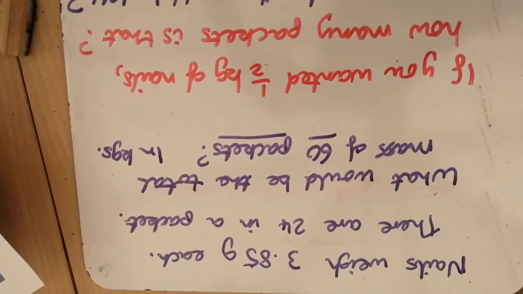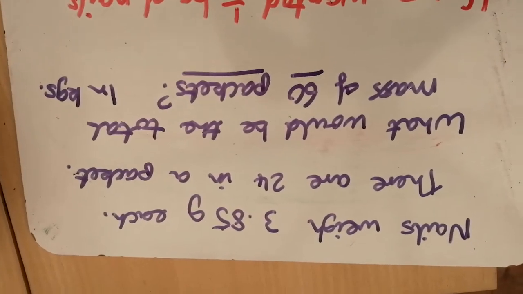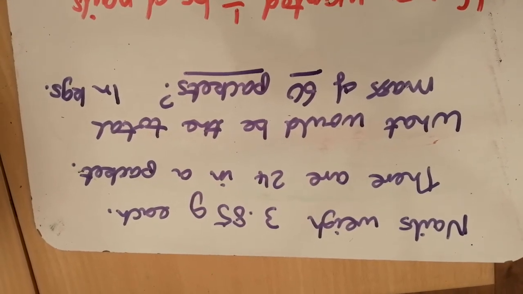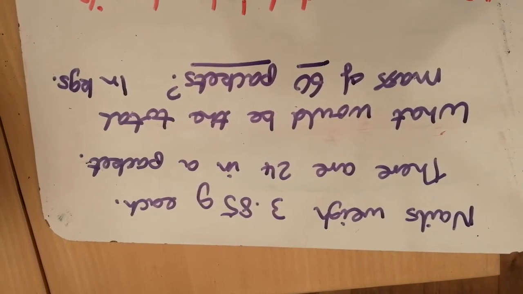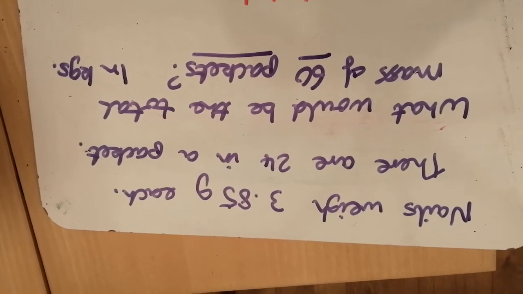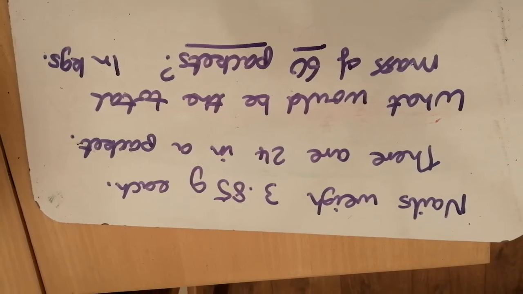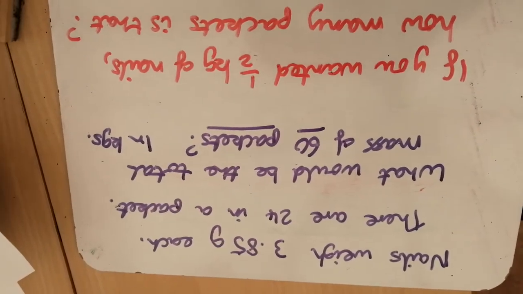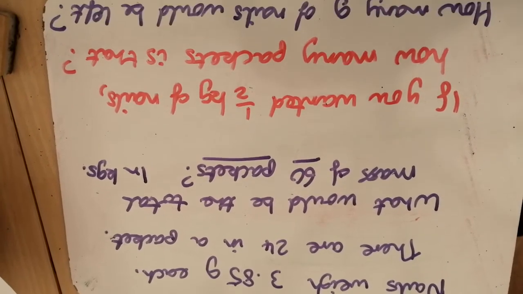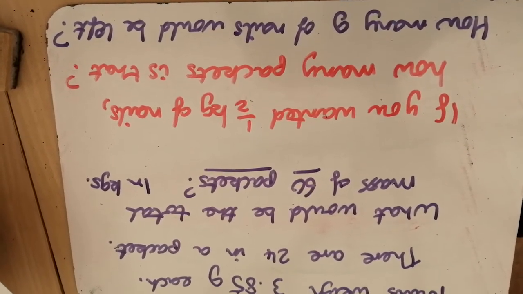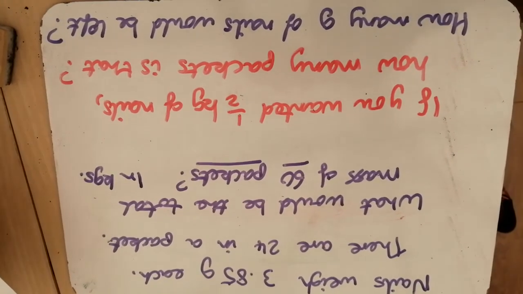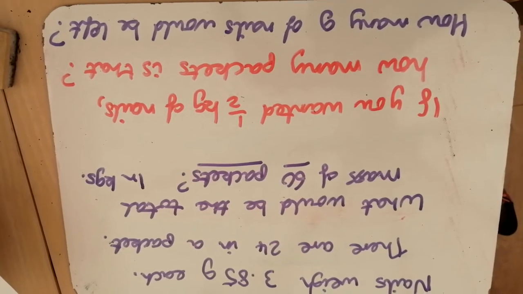Okay, last problem for this video. It's about nails. Nails weigh 3.85 grams each, and there are 24 in a packet. What would be the total mass of 60 packets? And you need to give that in kilograms. That's the first part of the problem. Once you've worked that out, if you wanted half a kilogram of nails, how many packets is that? And how many grams of nails would be left over? So start working on the first part of the problem first, and then you can always rewind the video and come back to the next bits.